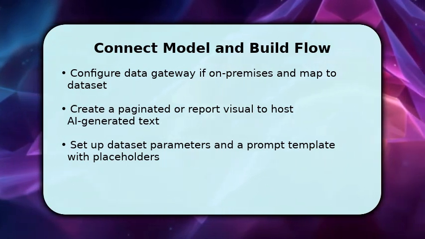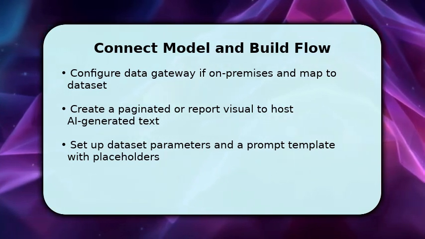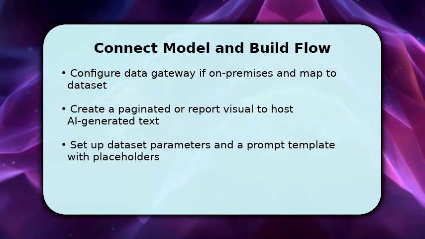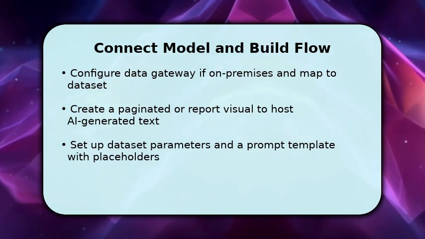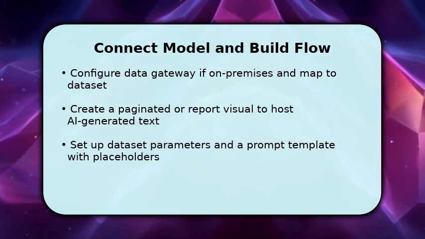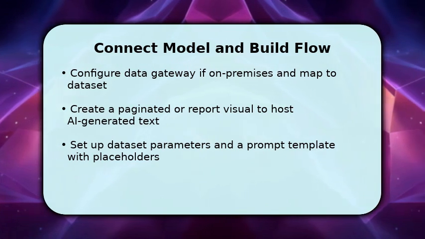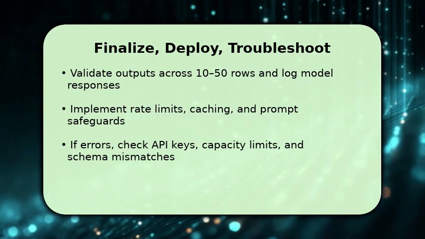After that, build a report visual, text box, or custom visual that calls the model via a data flow or custom connector. Test with a single record. If responses vary, refine your prompt and add explicit examples. Finish by validating generated content against multiple records so you catch edge cases and hallucinations. Sample 1050 rows and inspect consistency.